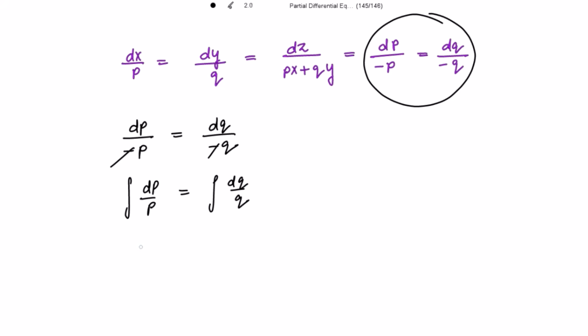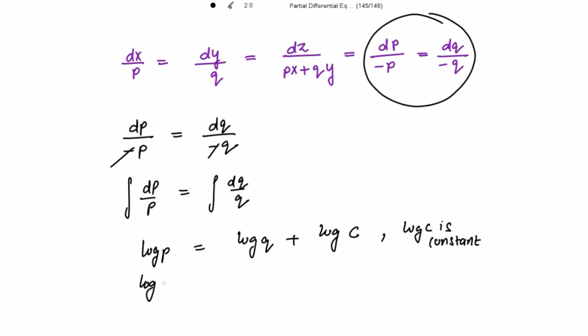On integrating we get, log of p equals to log of q plus the constant log of c, where log of c is constant. Log of p equals to log of qc, or p is equal to q into c. So this is the value of p I am getting in terms of q, but I still need the value of q.